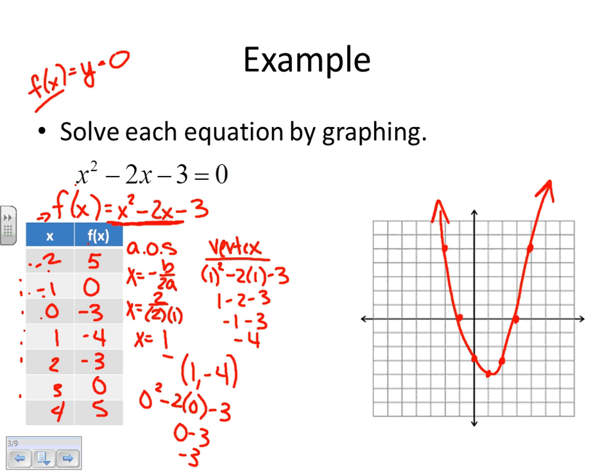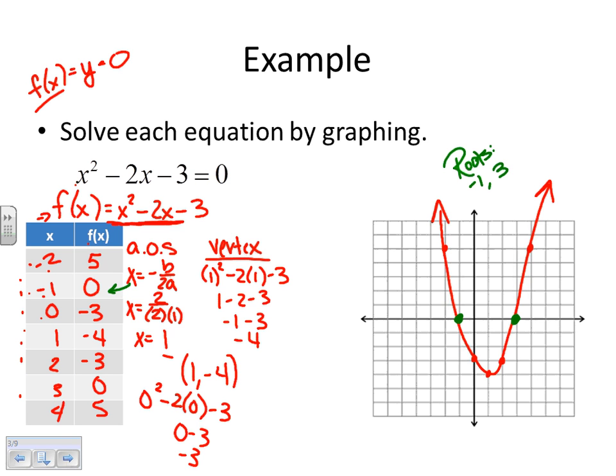Okay, now remember our solution is where it crosses the x-axis. Well, here is where it crosses, and this is our other cross. So we have our roots, our solutions being negative 1 and positive 3. Okay, so we come over here, and I want to show you a little trick.